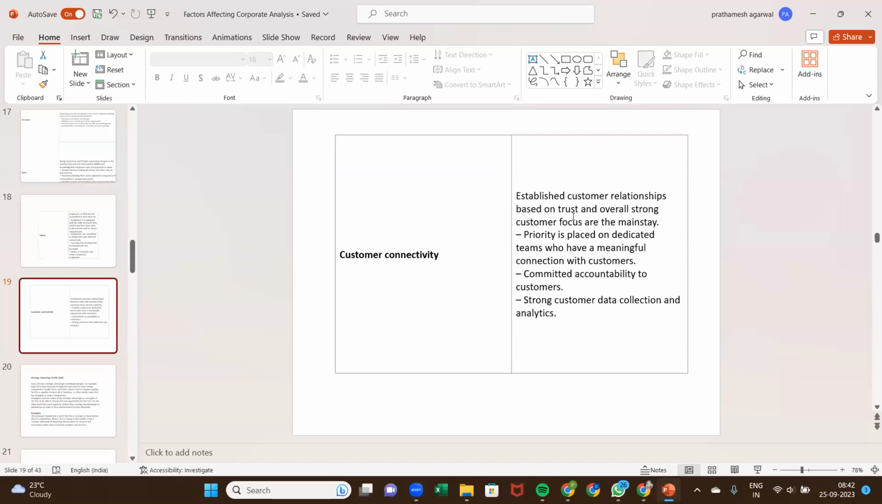Priority is placed on dedicated teams who have a meaningful connection with customers. Committed accountability to customers. Yes, we have our customers and we need to take care of our customers. Strong customer data collection and analytics. Now, see, data collection, we need new data. Again, I repeat, post pandemic, we need to have new data in place, and we need to do the data analytics, because we need to study what the requirements of the customers are and how they have started thinking, how their mindset has changed.